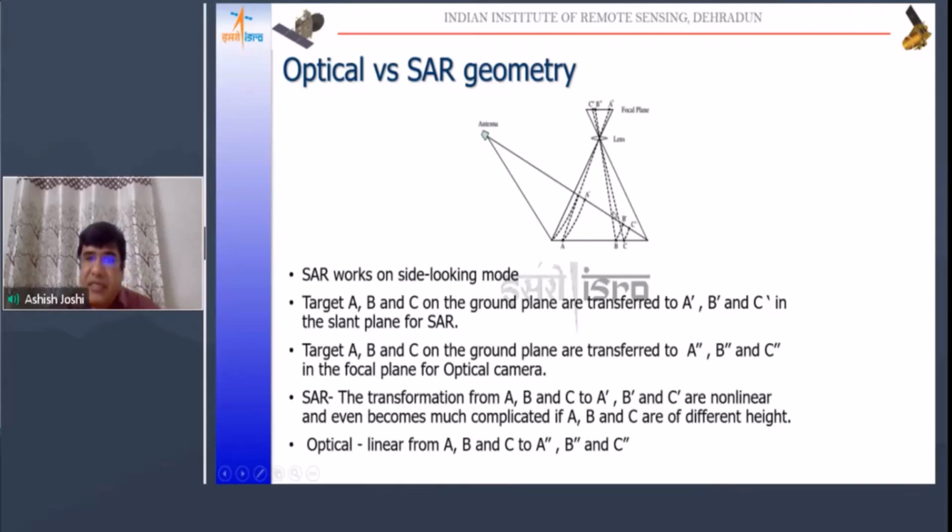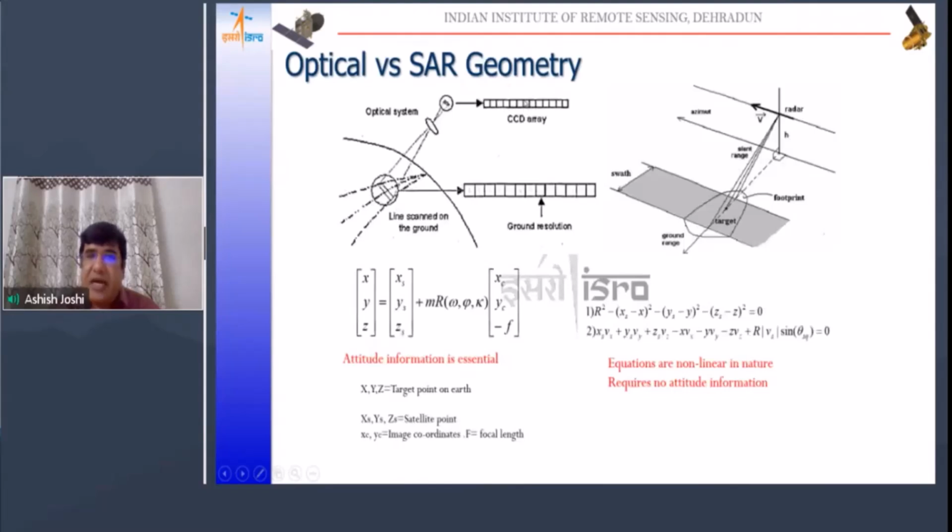If this is the optical geometry, this is the CCD array, a charge coupled device, and we have to geolocate this. This is the optical system: the CCD array and the lens, which projects onto the surface, and this is how the ground range resolution forms from the formula. This is the image for a particular CCD pixel, and as it moves in the azimuth direction, it forms a rectangular image. This is the optical geometry, and this is the collinearity equation for the optical geometry.